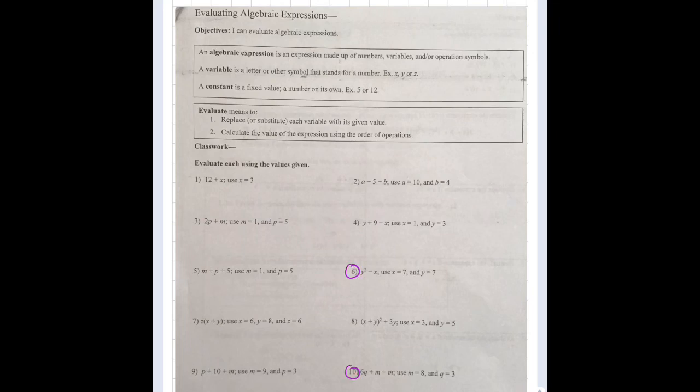So let's try number 6. I will rewrite my expression with blanks or parentheses and then substitute. The first variable was y, which is 7, and the second one is also 7. Order of operations, let's do the exponent. So I have 7 squared, which is 7 times 7, which is 49. Minus 7, 49 minus 7 gives me 42, and I am done.